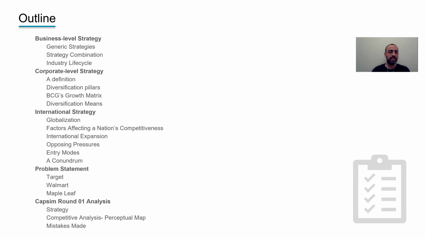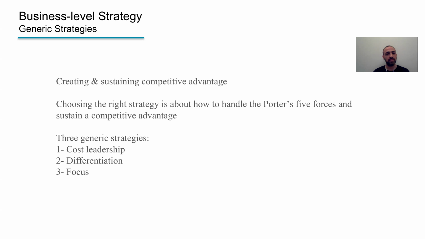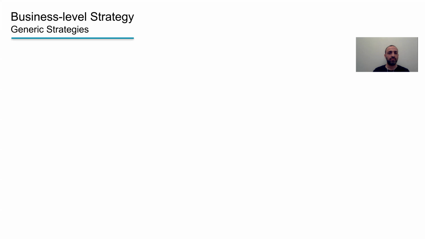So for the business level strategy, all that matters is the competitive advantage, how you want to create and maintain your competitive advantage. Any strategy you choose has to empower you to handle the five forces, and you have to do your best to keep your competitive advantage. There are three generic strategies: cost leadership, differentiation, and focus.